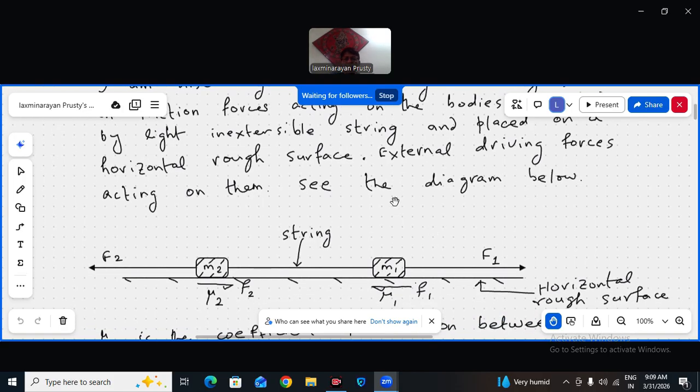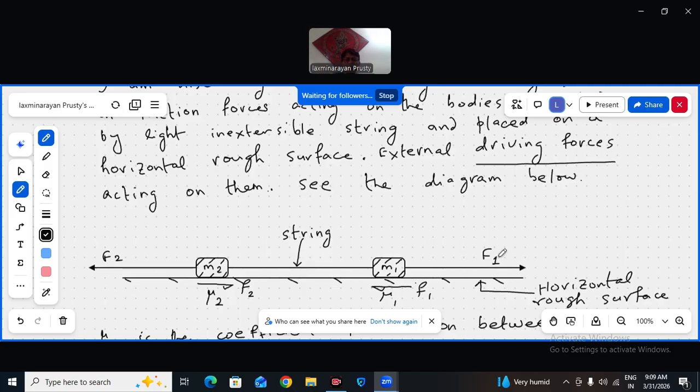External driving forces are acting on them, F1, F2. They are driving forces. Driving forces means what? They are those forces which will cause them to change the state of motion. See the diagram below. The driving forces are underlined also. F1, F2 are driving forces.